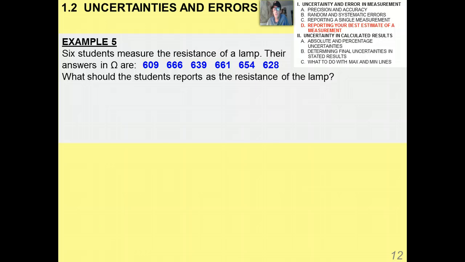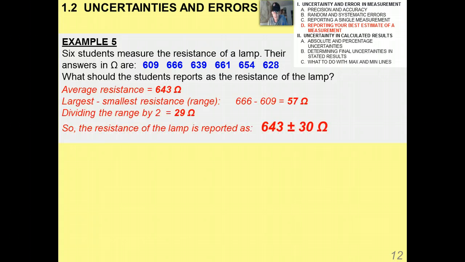But we've got to trust our experimenters, in this case students, that they did something right, and we've got to take these values and do what we can with them, okay? So it's not up to you to judge whether the values you're given are faulty or not. If they're given to you, you have to trust the experimenter. So the question is, what should the students report as the best value of the measurement of the resistance of this lamp? Well, you take the average, you get 643 ohms, okay?